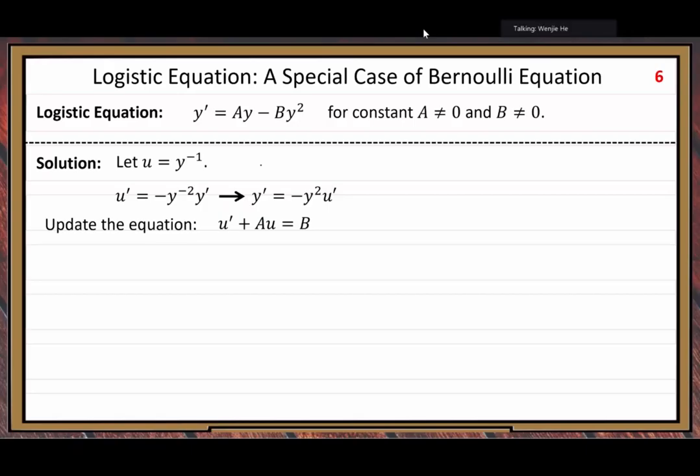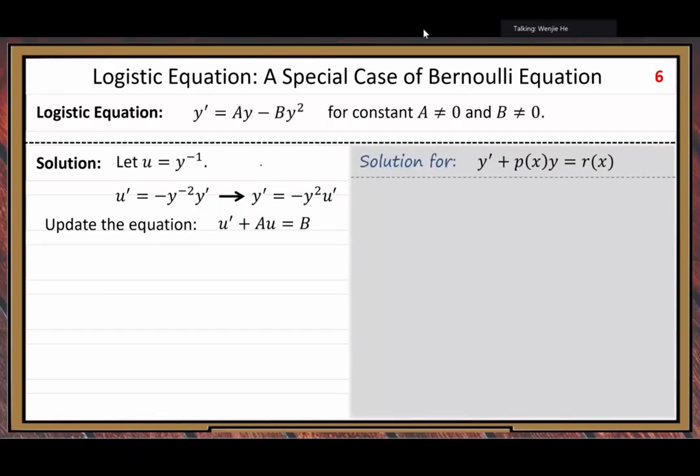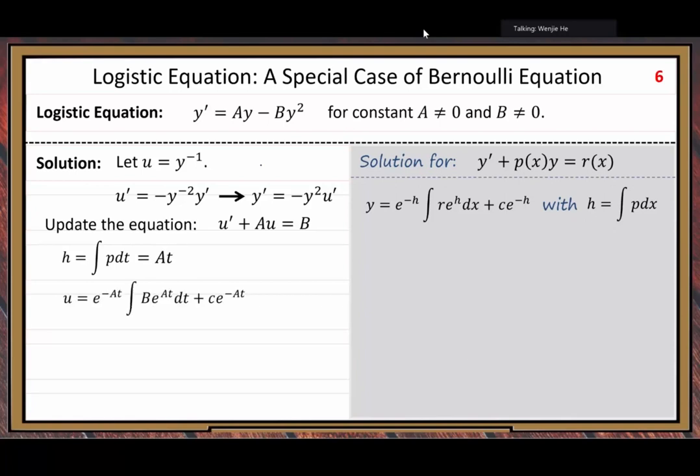And we have the solution formula, so we can find it easily. With this formula we can calculate the solution easily. Because P is capital A, H equals A t. Then for u, we plug in, and the result is pretty easy.